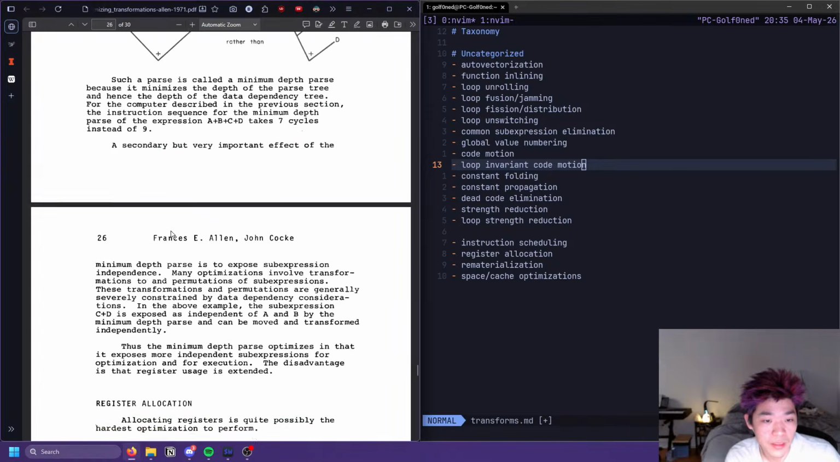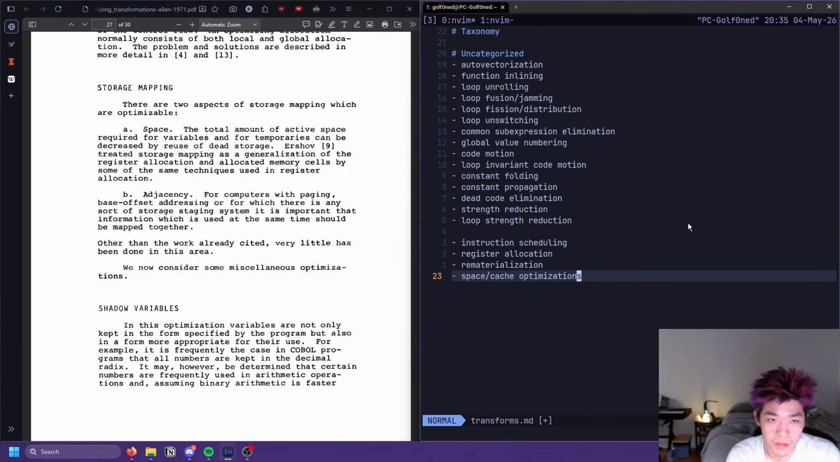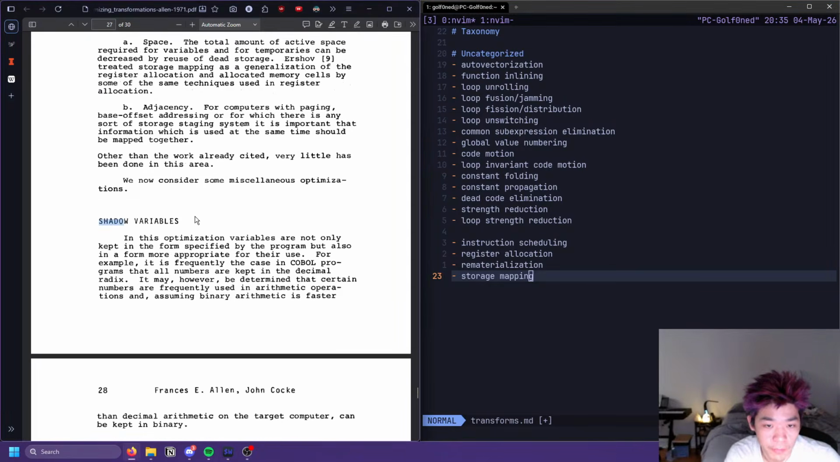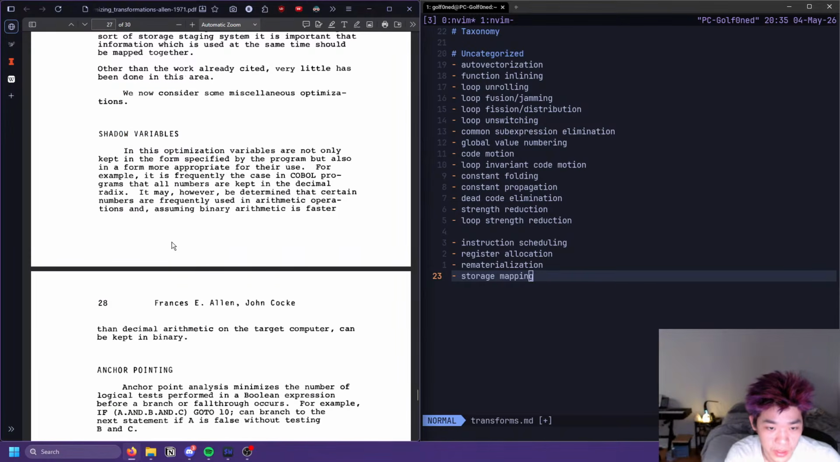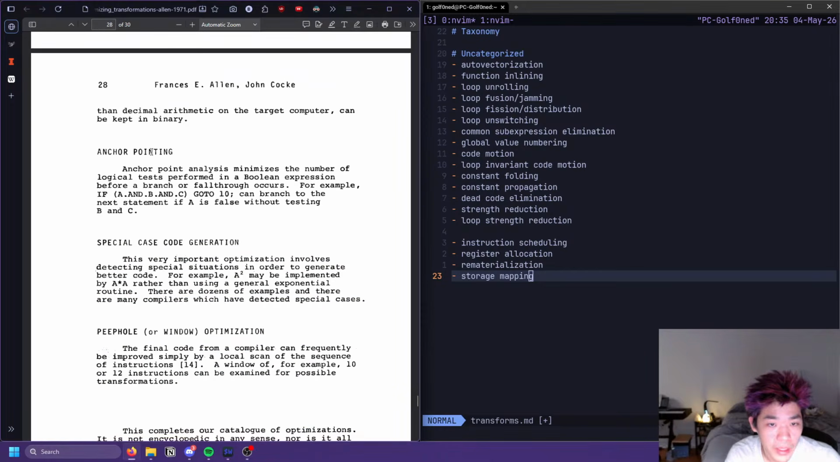Yeah, anyway. Okay, storage mapping, I guess we've kind of put here. We'll just call it as it was explained. Shadow variables. I do not understand what is happening here. Anchor pointing.